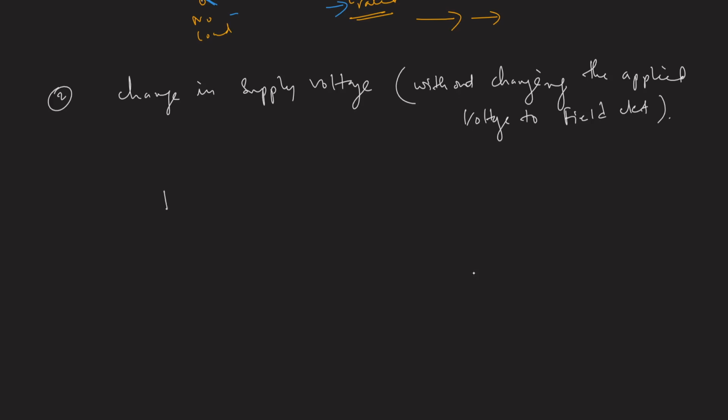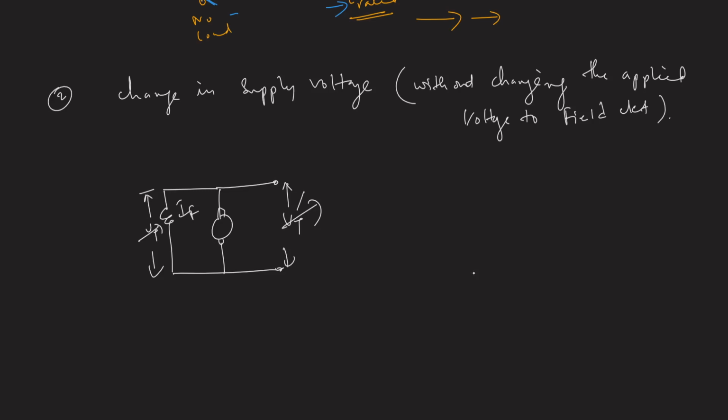So the field circuit should not see the change, for shunt machines, right? For shunt machines, this is VT. If I change the supply voltage here, the field circuit voltage will also change, and hence IF also changes. So we are not going to control it that way. We will keep this voltage as it is, and we will control by some means here, a controller. We are going to control the applied voltage to the armature.